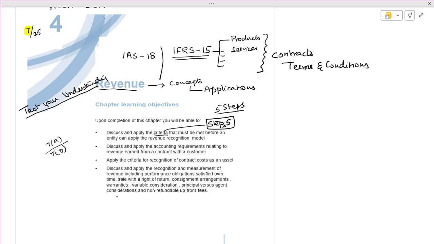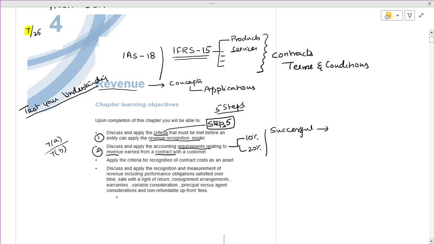Before an entity can apply a revenue recognition model, this is the first point. The second point is we discuss and apply the accounting treatment relating to the revenue earned. When you are earning revenue from a contract, there are different ways. Definitely there will be an agreement, with respect to, say, 10%, 20%, 30%, 40%. Sometimes it is going to be a successful implementation, and then only you are eligible. If it is not completed, then what are the terms and conditions?